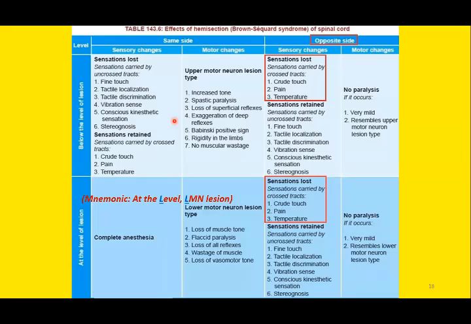As far as the signs present below the level of lesion are concerned, these are the sensory changes. If we see all the sensations carried by the DCML pathway, they are lost. Below the level of lesion, all the sensations carried by the DCML pathway are lost. However, for the anterolateral spinothalamic pathway, all the sensations carried by it are retained.